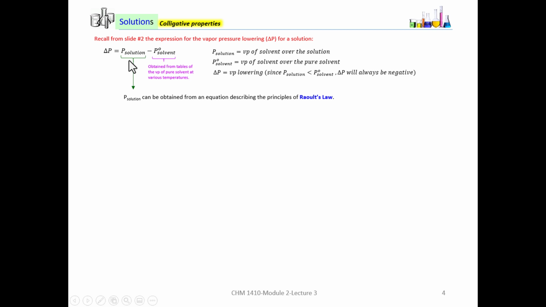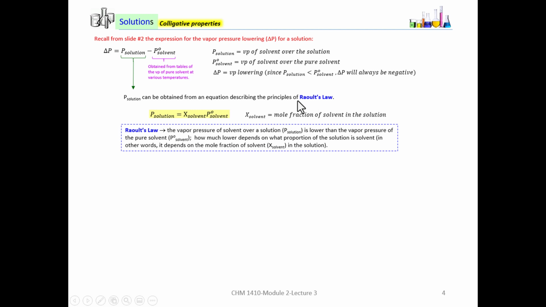You can get the vapor pressures of the pure solvents usually from tables of data where these have been obtained. The vapor pressure of the solvent over the solution can be obtained from an equation that describes the principles of Raoult's law. One way we can write this is that the vapor pressure of the solvent over the solution is equal to the mole fraction of solvent in that solution times the vapor pressure of the solvent over the pure solvent. This can get to be a little bit confusing, so let me restate it another way.